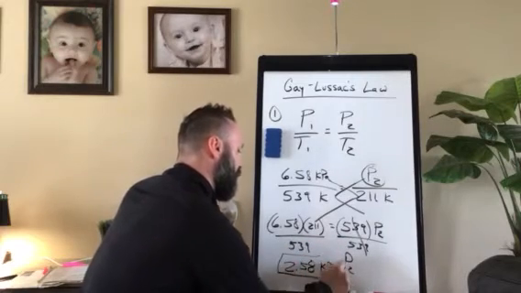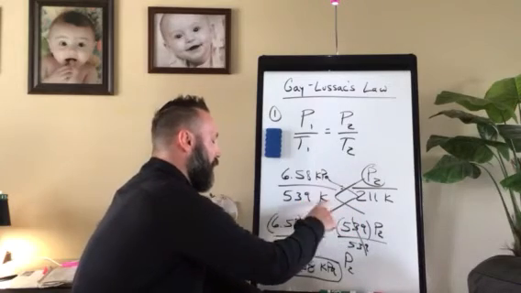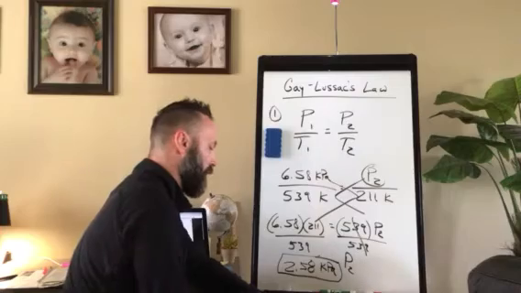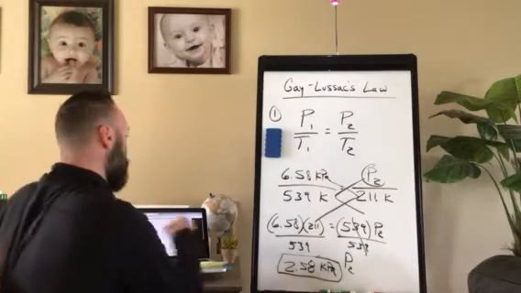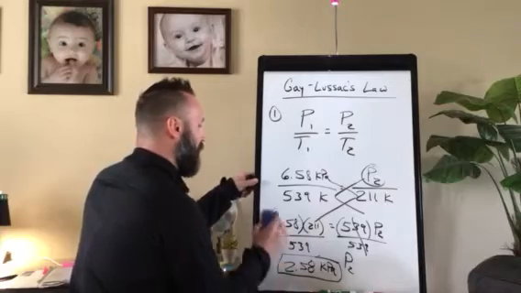All right, so if you look, there's that direct proportional relationship. Our temperature went down, so our pressure value is going to go down accordingly as well. So it went down to 2.58. All right, let's look at number two. So again, final answer for number one: 2.58 kPa.